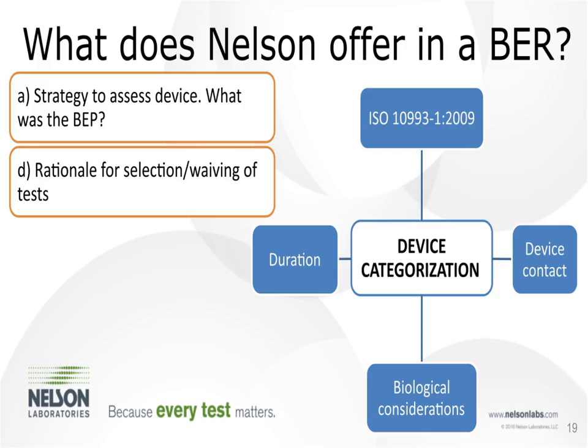The next section is the device categorization. So this is based purely off of ISO 10993-1, where we will talk about device contact, the duration, and the typical biological considerations used. Another thing that we'll include in this area is any parallel standards. If it's a cardiovascular device, if it is a gas pathway device, some of those have different standards that have additional considerations that need to be addressed.